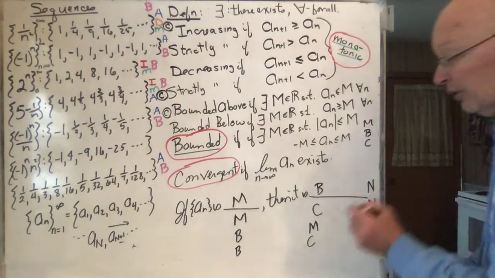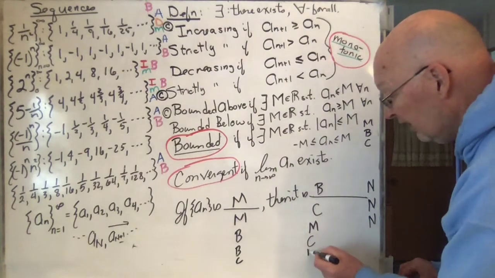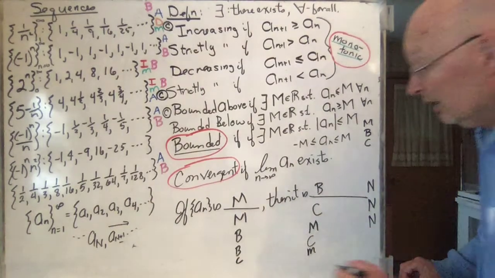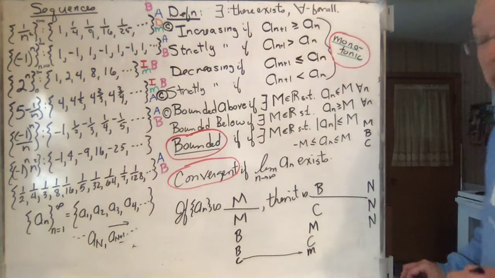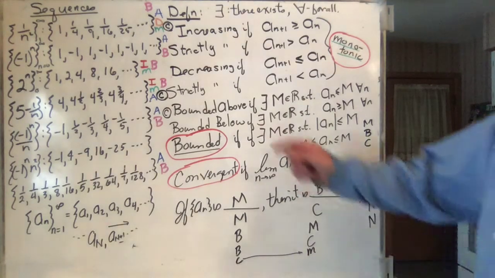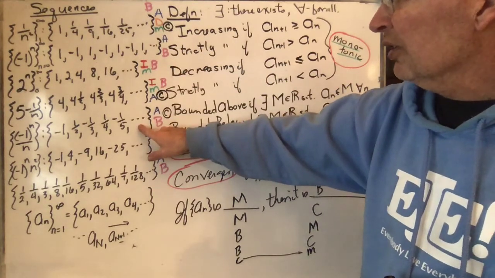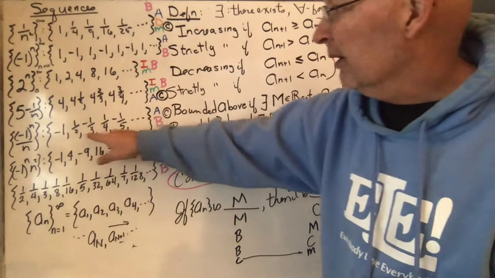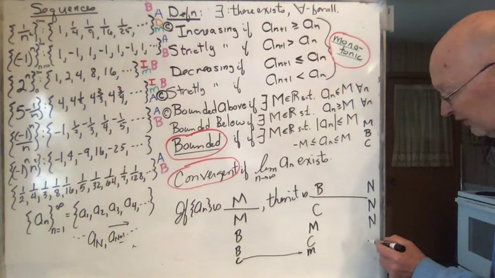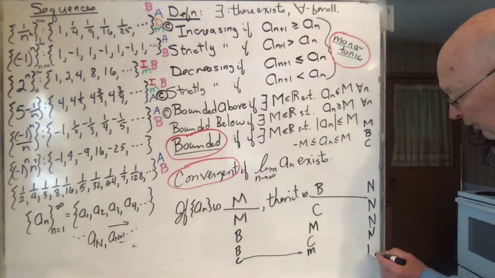Finally, let's put this one here, C. If it is convergent, then is it monotonic? I want to make sure that you're still with me here. Just because it converges, does that mean it's monotonic? Can you stay ahead of me? No. This one right here is convergent, but it's not monotonic, right? It bounces back and forth. So the answer to that is no. Keep track of all my notes.